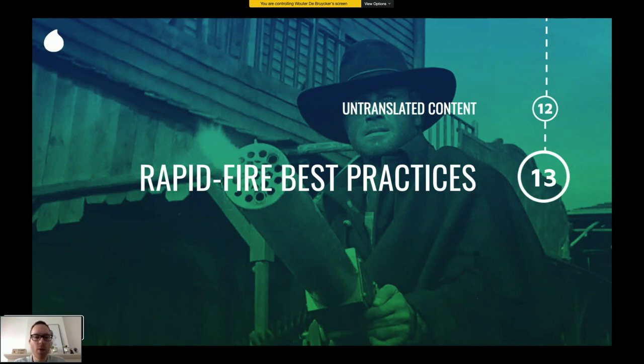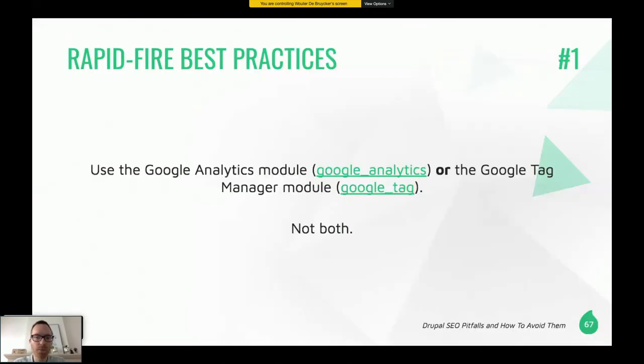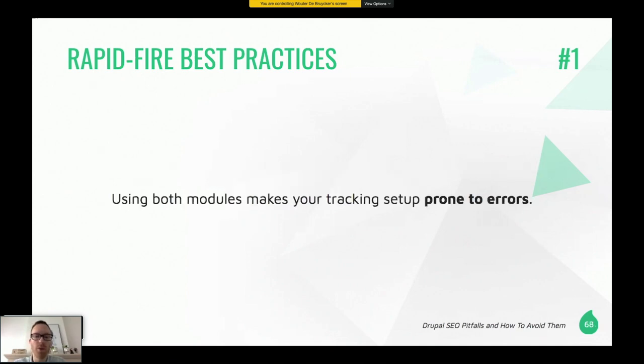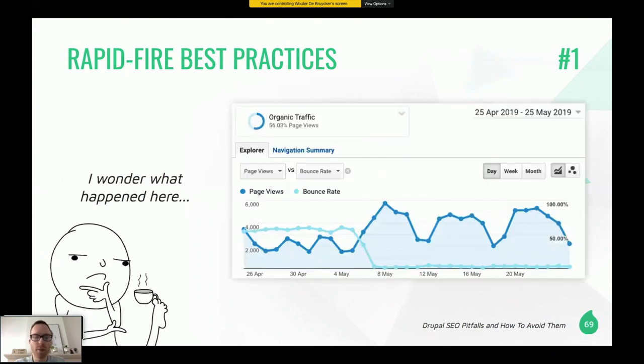So next up, we will end with a couple of rapid-fire best practices. So for tracking, you should use the Google Analytics module or the Google Tag Manager module. You should not use both of these modules together. Now, if you do use these modules together, it makes your tracking setup very prone to errors, and we have seen this time and time again that this happens.